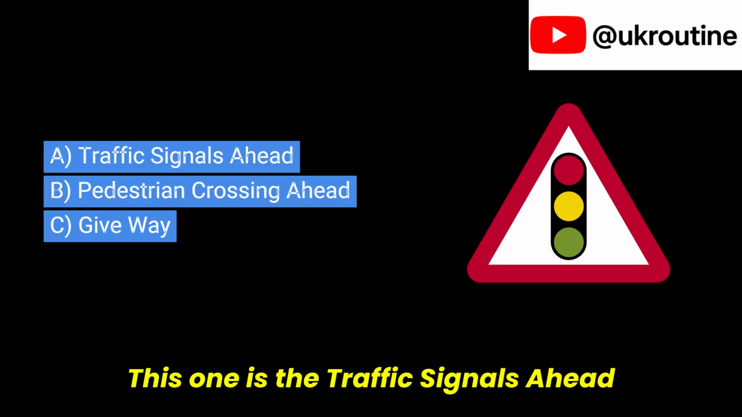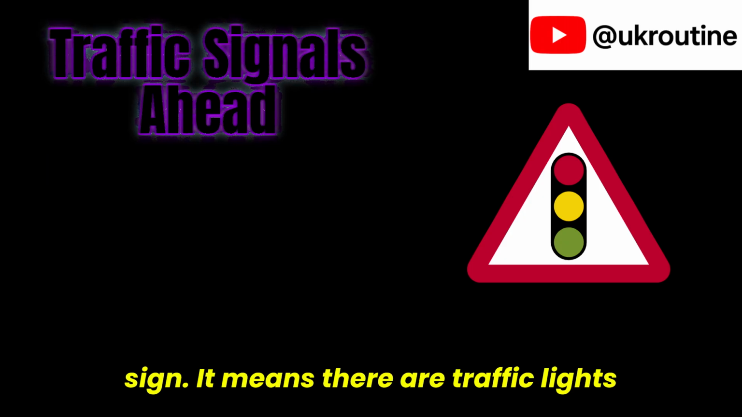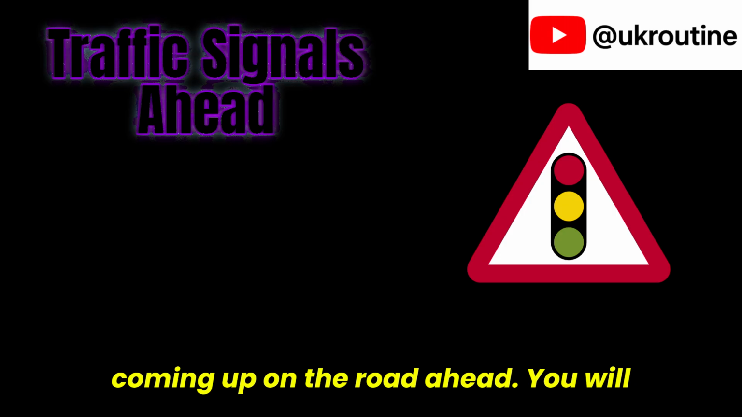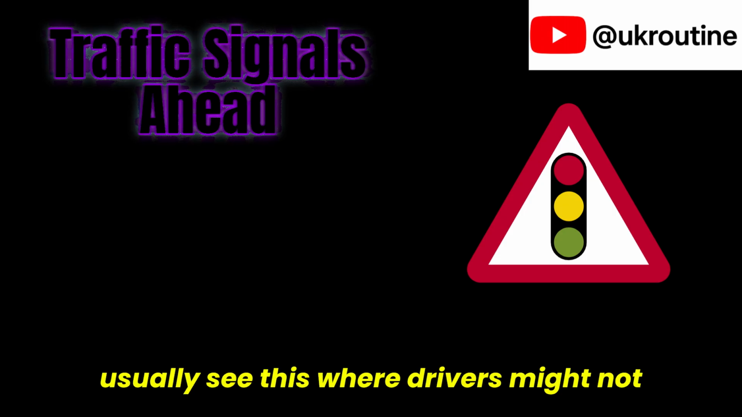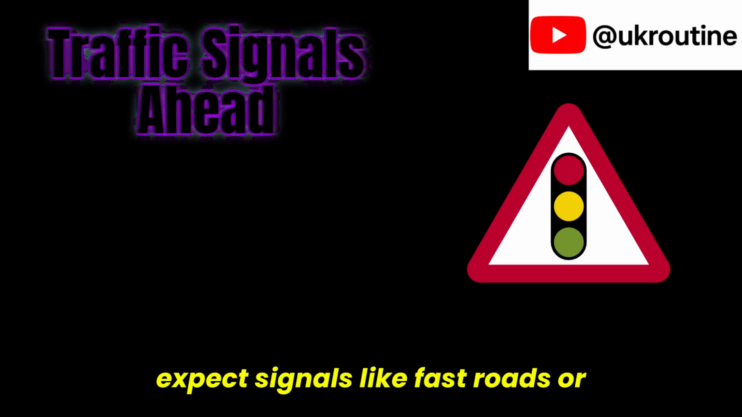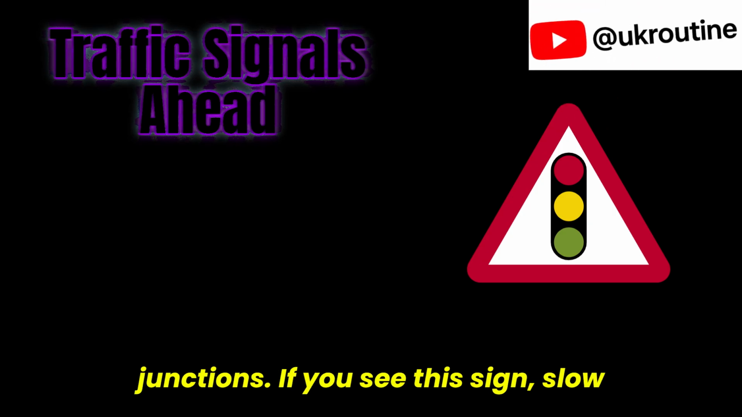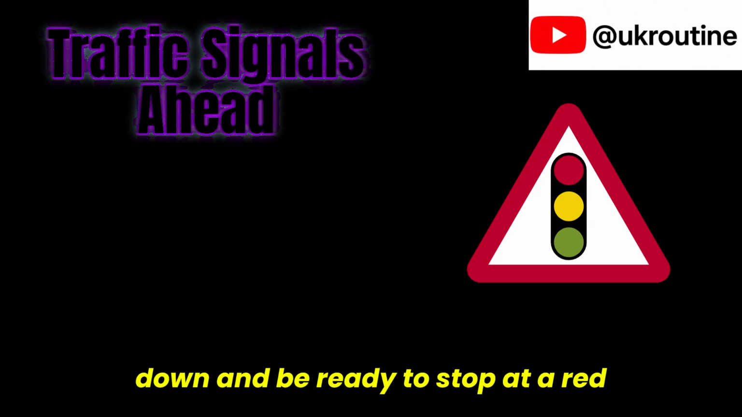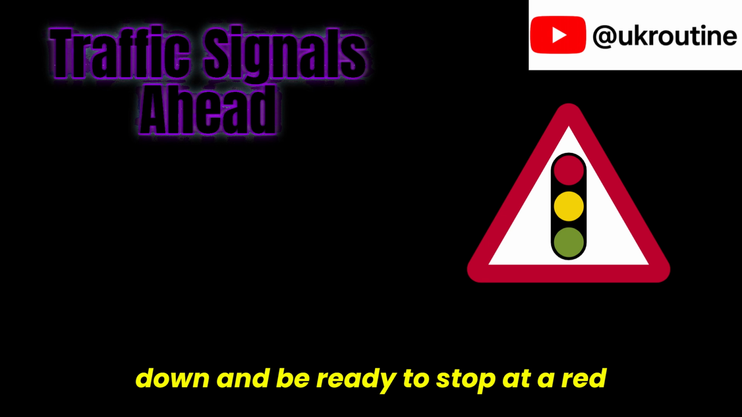This one is the traffic signals ahead sign. It means there are traffic lights coming up on the road ahead. You will usually see this where drivers might not expect signals, like fast roads or junctions. If you see this sign, slow down and be ready to stop at a red light.